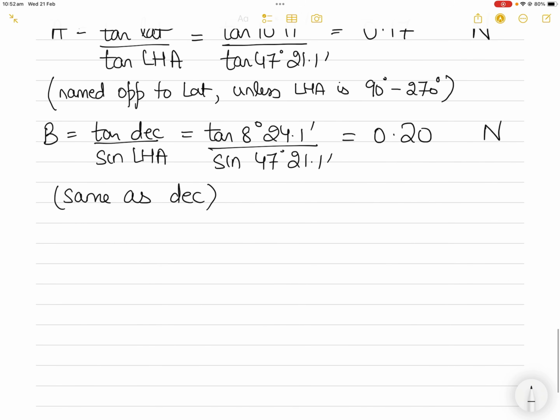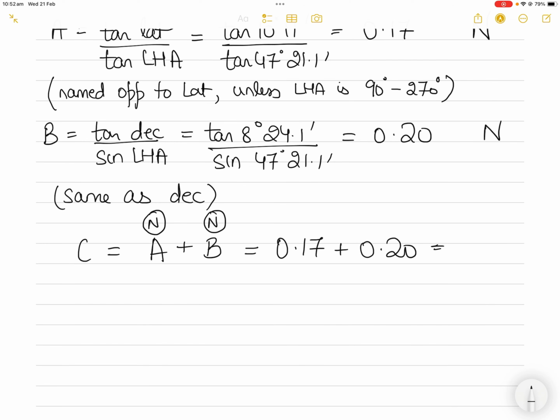So my declination was north. I will name it north. Now what is C? C is A plus B if both are same names. If they are different names, it will be A minus B. Because A and B are both north, in this case I will add the two: 0.17 plus 0.20, I will get 0.37, and because both are north, I will name it north.